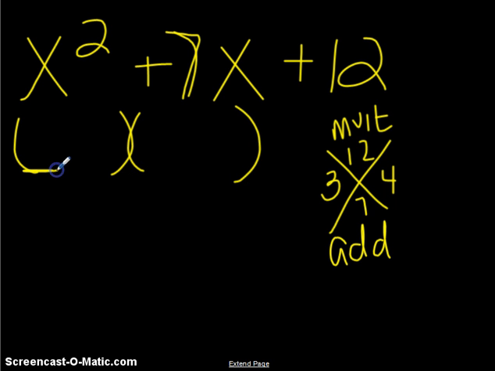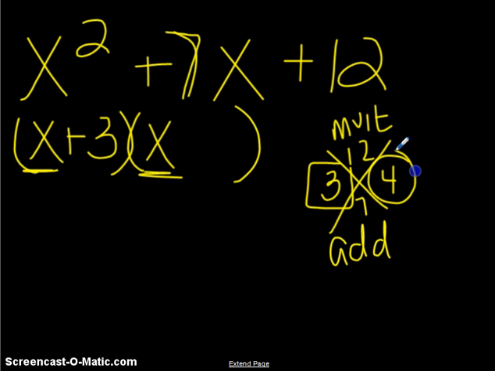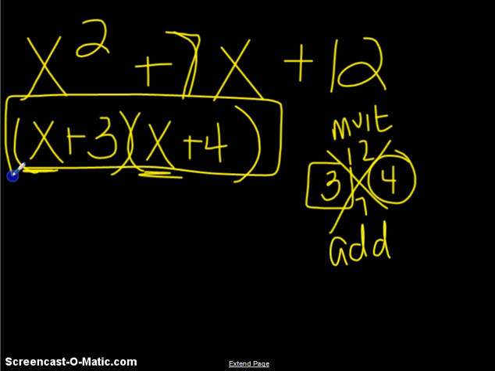We know the first two terms have to multiply to be x squared. So those are going to be x. We have x and x. And then we have a positive 3 in the first binomial and a positive 4 in the second binomial. And this is our factored form. Pretty easy, huh? Let's try another one that might not be as simple.